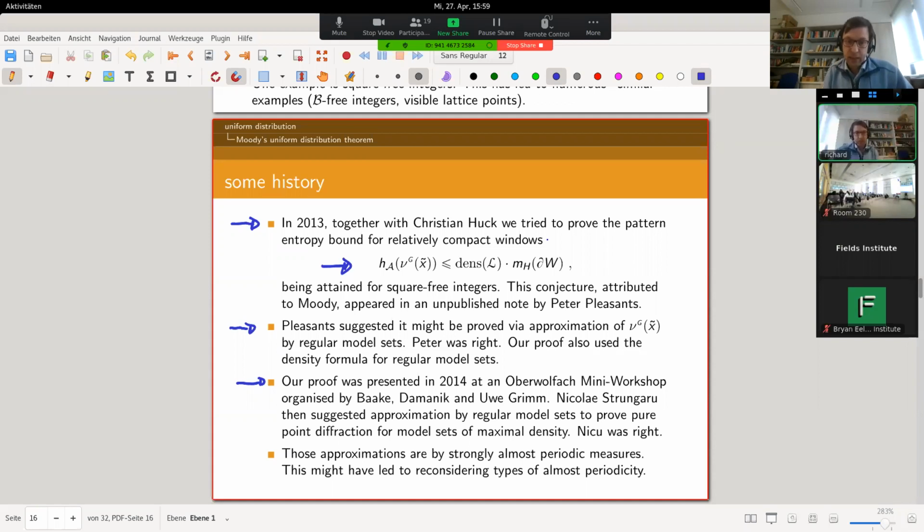And Nico was then suggesting, right after the talk, essentially using approximation by regular model sets, which he thought was an interesting technique to prove pure point diffraction for model sets of maximal density. And this turned out to be right. Actually, I think that these approximation techniques are important and fruitful because you somehow deal with strongly almost periodic measures, and this might have actually led also to reconsidering these types of almost periodicity, which now have these interesting results about characterization of pure point diffractivity via Besicovitch almost periodicity.